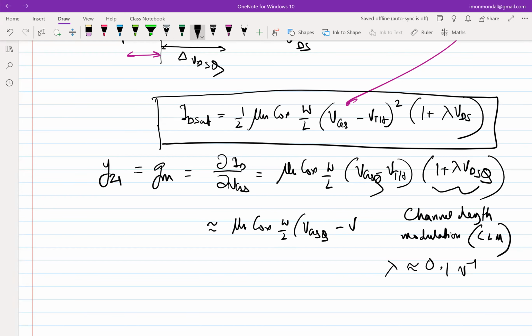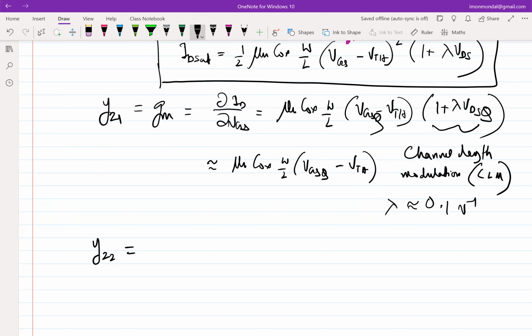Okay. However, if you are trying to calculate Y22, what is the definition of Y22? Delta ID by delta VDS, right? Basically, del I2 over del V2 in the two-port parameter. So what will that be in this case?